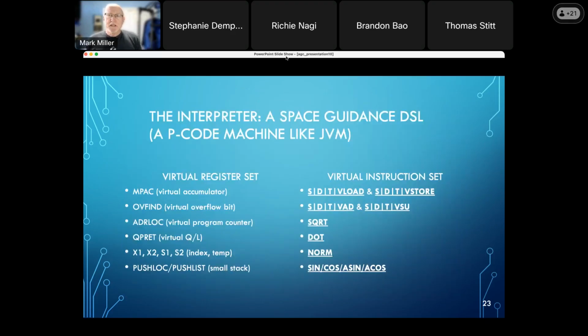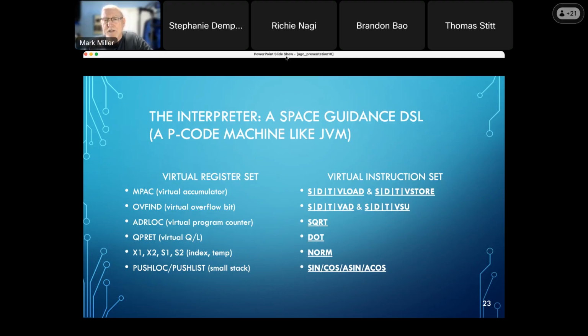Right after the basic hardware was designed, the next thing they developed was something called the interpreter, basically a virtual computer to run on that computer. You can think of this like a space guidance domain specific language. It's also a little bit like a P-code machine or a Java virtual machine, but it had its own virtual register set, virtual accumulator, program counter, and so forth, and it had a small stack.